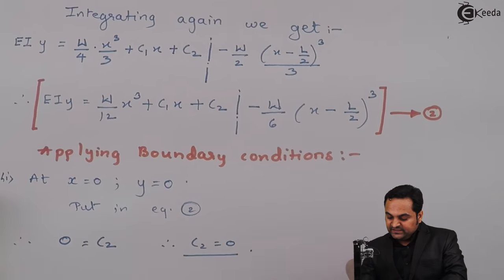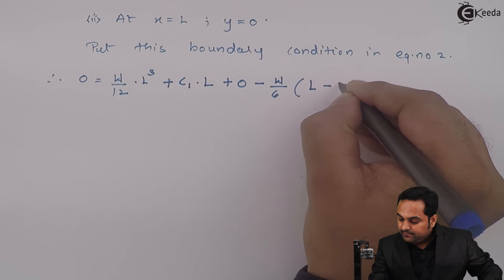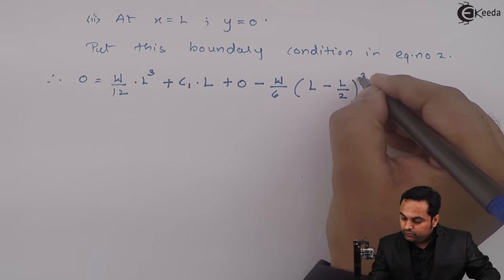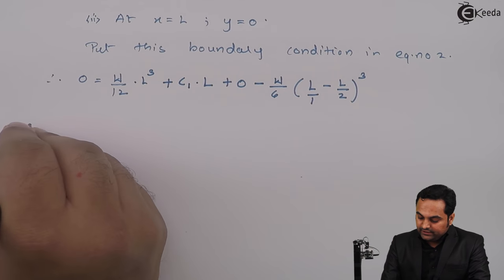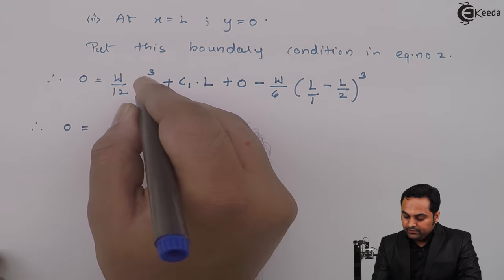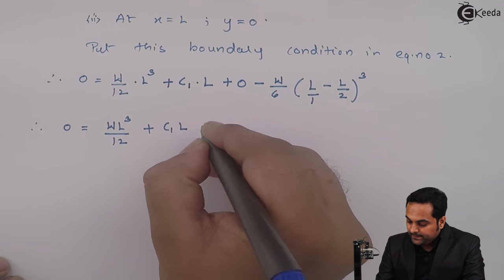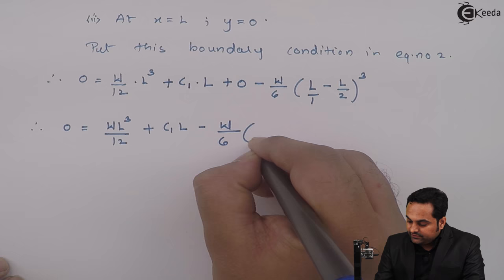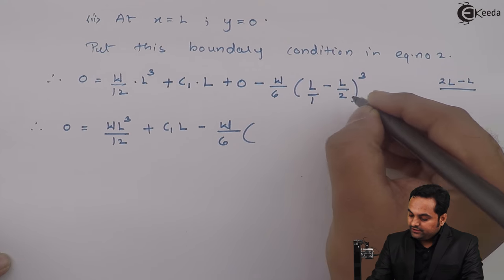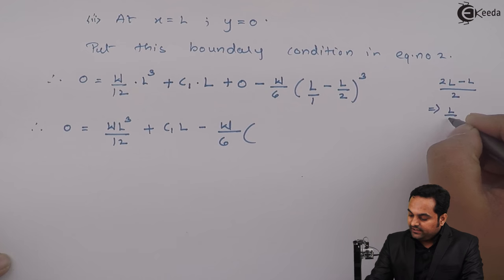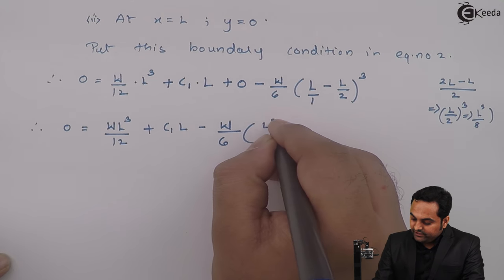then minus W by 6. Here we have x, so instead of x I'll write down L, minus L by 2 whole cube. So when we simplify this equation, we are going to get the value of C1. So here I'll say that therefore 0, this will be W L cube by 12 plus C1 into L minus W by 6. Now this term, if I simplify, this will be 2L minus L cross multiplication divided by 2 into 1, that is 2. So it becomes L by 2 and it is whole cube. So it becomes L cube by 8. So we have L cube by 8.